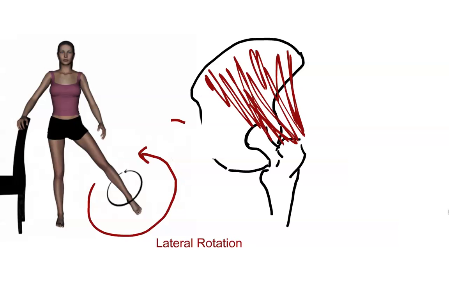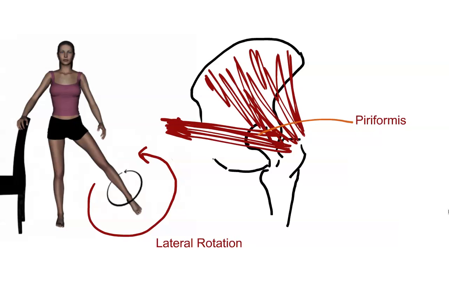It originates on the anterior surface of the sacrum between the anterior sacral foramina, then travels right across to insert into the greater trochanter of the femur. It is supplied by the nerve to piriformis, S1 to S2.